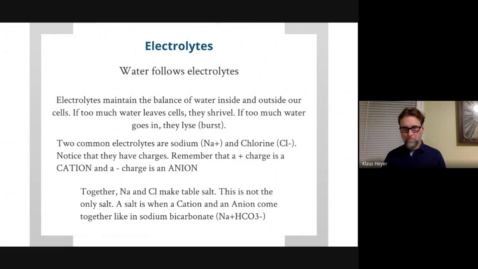So anion, cation, and so that's one thing we look at when we look at electrolytes. And the other thing we look at is where they are in the body. Are they inside of cells, intracellular, or are they outside of cells, extracellular? Right. And so a lot of these, if you have something like positive and negative coming together, that makes a salt. The salt that we know is table salt. That's sodium and chlorine coming together. The positive and the negative attract to each other. Right, but there's other ones too.